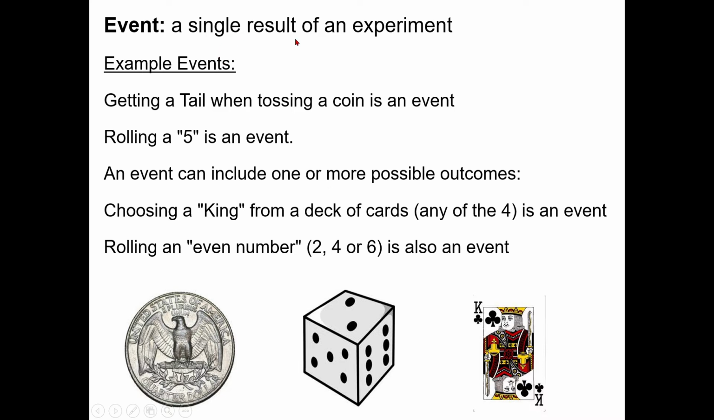Event. A single result of an experiment. Getting a tail when tossing a coin is an event. Rolling a 5 is an event. An event can include one or more possible outcomes, such as choosing a king from a deck of cards, or rolling an even number on a die.